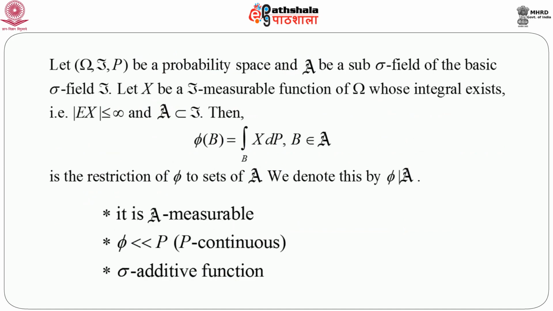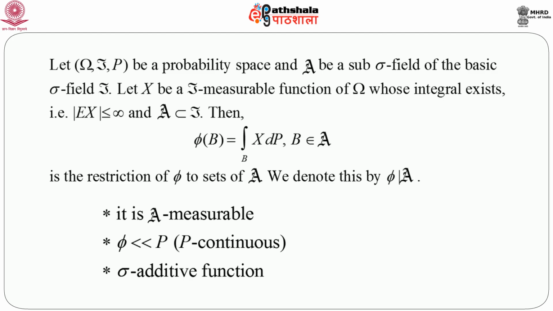So, let us start defining formally this conditional expectation or conditional probability. Let us start with a particular probability space, which we call (Ω, 𝓕, P). P is the probability measure defined on this measurable space, and we also define 𝓐, which is a sub sigma field of the basic sigma field 𝓕. Naturally, since this is a probability space, 𝓕 is the sigma field generated by the class of subsets of Ω. So, 𝓐 we assume is a sub sigma field of the basic sigma field 𝓕.